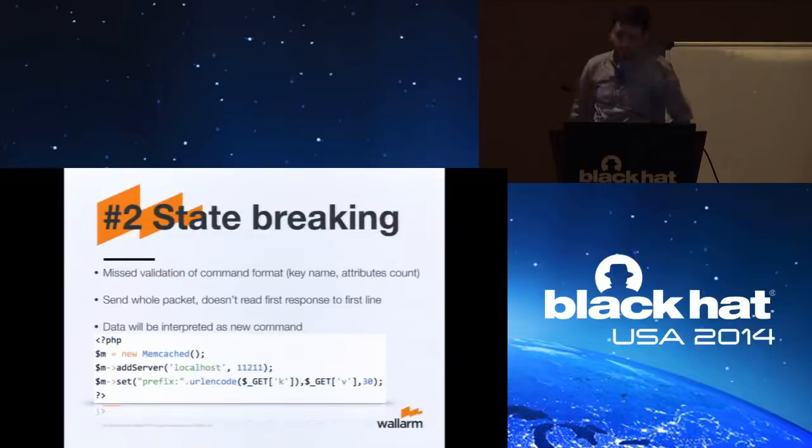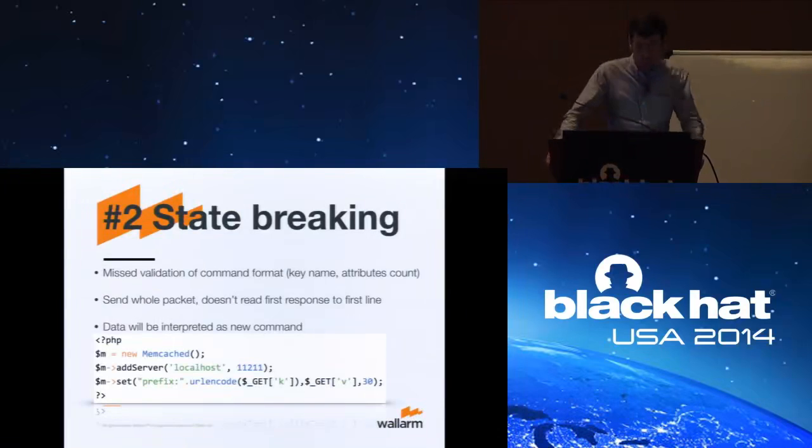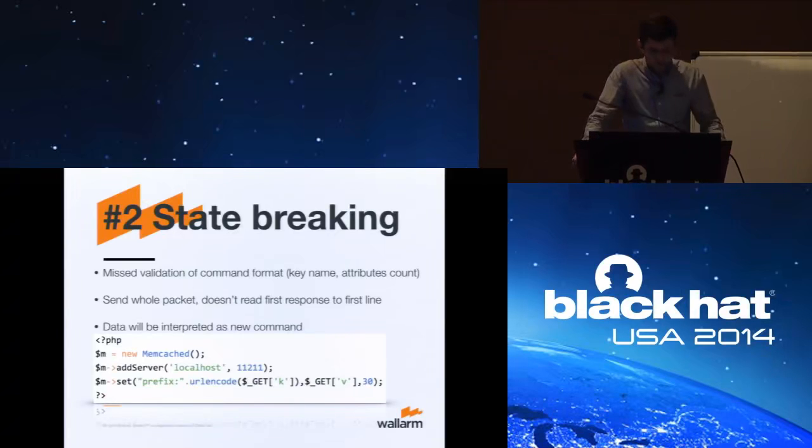Moment. Yeah. So, not so easy. The next type of injection is state breaking. As I said before, the Memcached daemon provides a plaintext protocol, and each plaintext protocol depends on command state. For that reason, missed validation of command format, for example key name, attribute count, or 0 bytes validation, allows us to break this command and return the state of the Memcached command parser to the phase of interpreting commands. And for that reason, any data put in a data file will be interpreted as a new command. And this is really nice to exploit because there are no filtrations in data files.